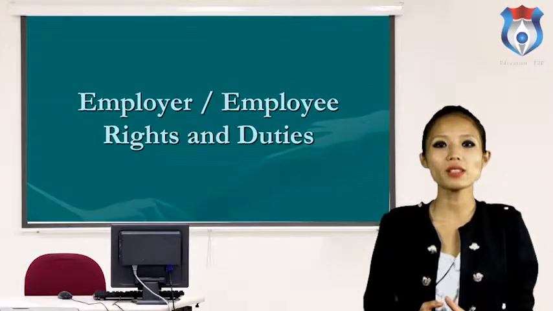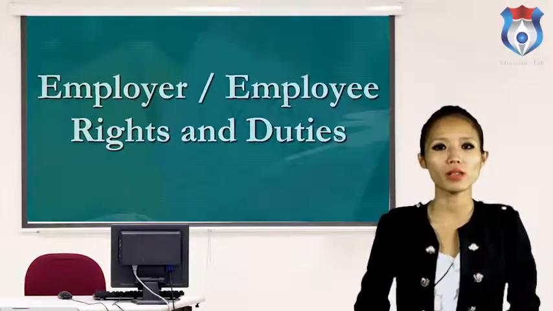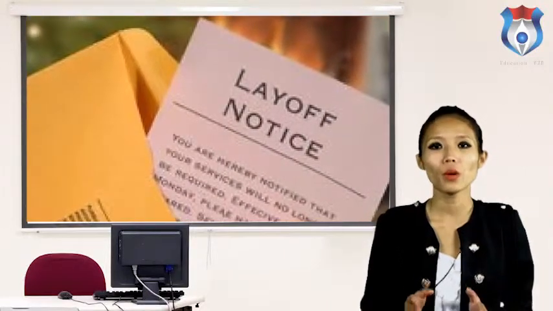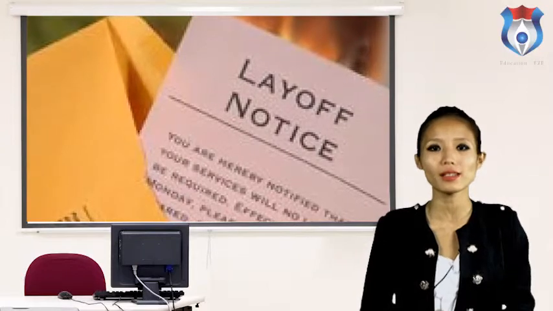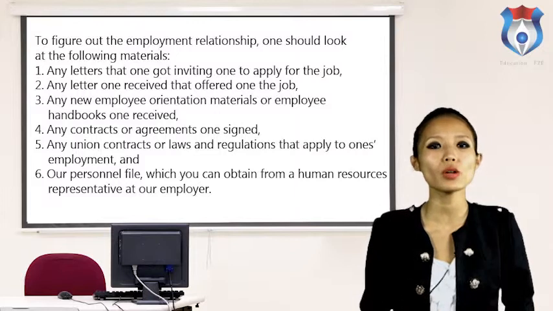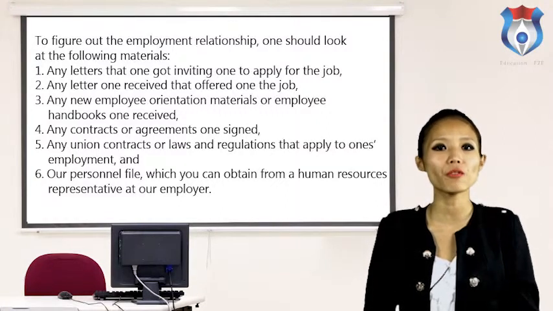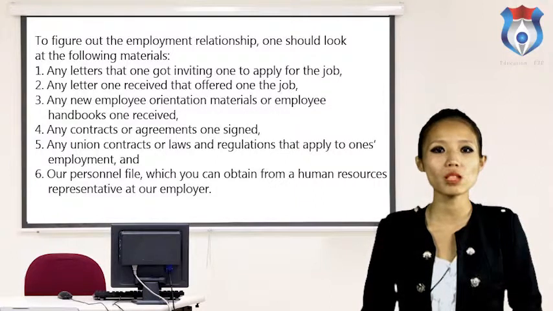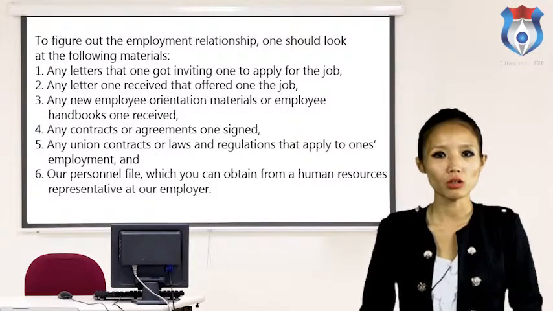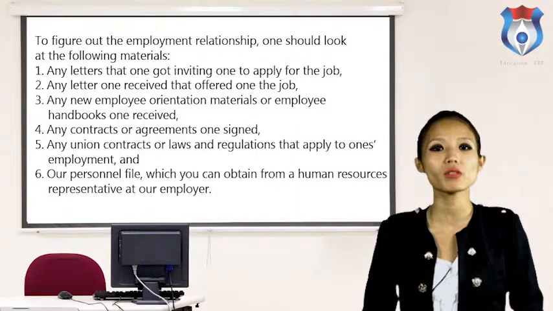Termination of contract. If one is discharged, fired, or laid off from one's job, one needs to find out what rights one has and how to enforce them. It is important to figure out whether the termination was lawful, whether the employer owes any continuing obligation, and how to exert such rights. To understand whether the discharge was legal, begin with what kind of employment relationship you and your employer had. To figure that out, one should look at the following materials: any letters inviting one to apply for the job, any letter offering one the job, any new employee orientation materials or employee handbooks, any contracts or agreements one signed, any union contracts or laws and regulations that apply to one's employment, and a personal file which you can obtain from a human resources representative at your employer.